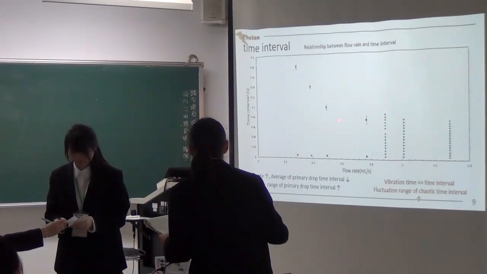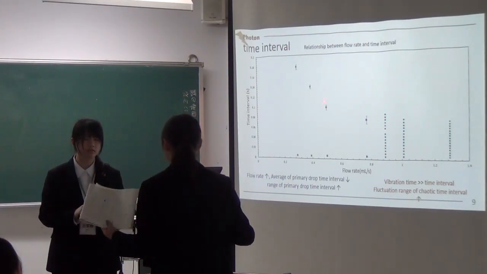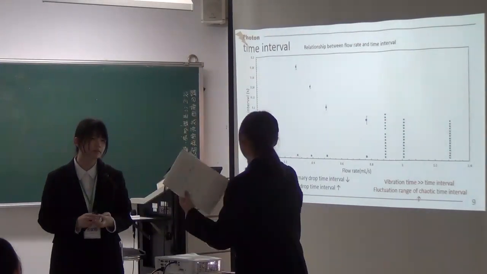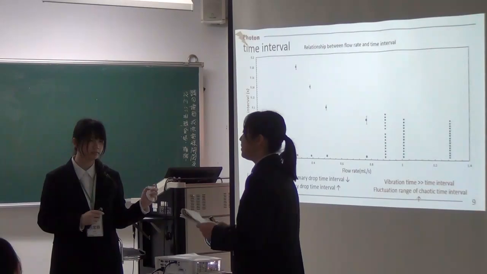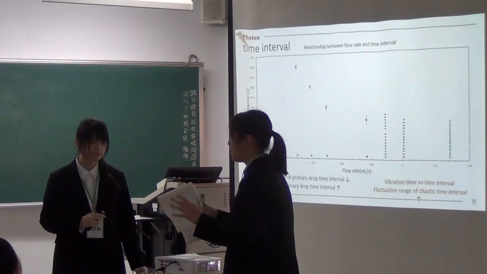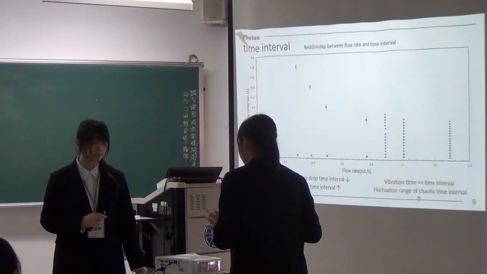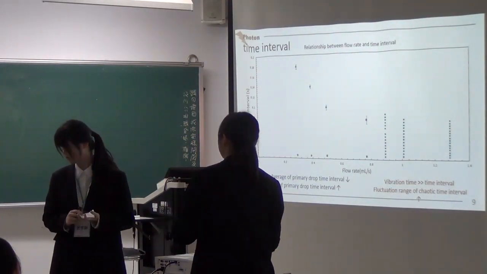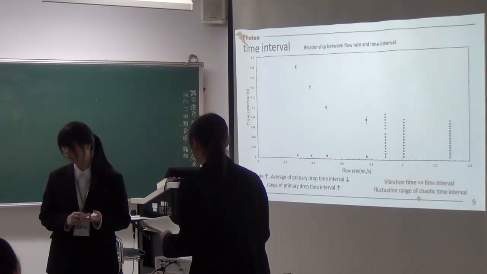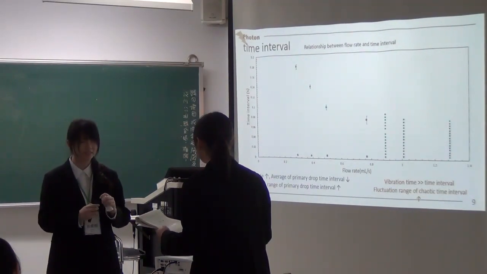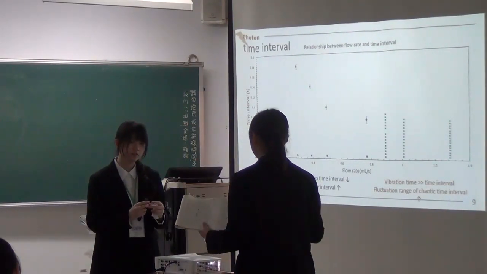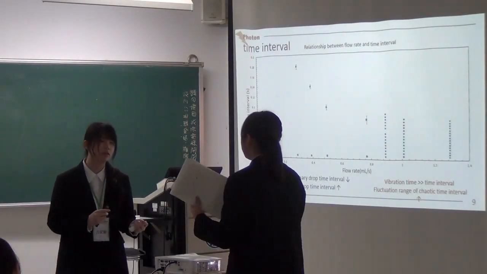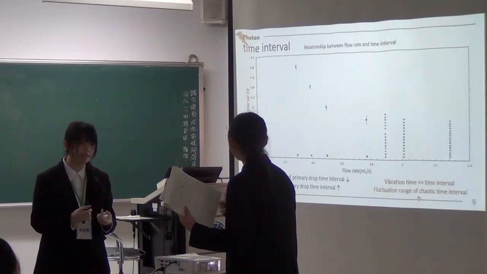So different time intervals will cause three kinds of different states, like the periodic phase and the chaotic phase. Because you control the time interval? No, we control the water flow rate and the time interval.